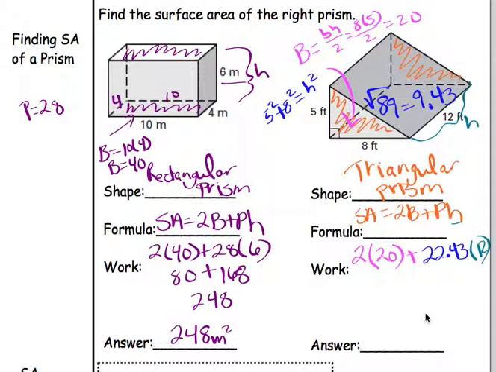So using that height, 12. So 2 times 20 is 40 plus 22.43 times 12 is 269.16 plus 40 is 309.16 feet squared for the surface area. So that's surface area of a rectangular prism and a triangular prism.